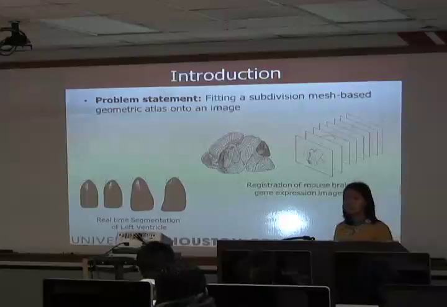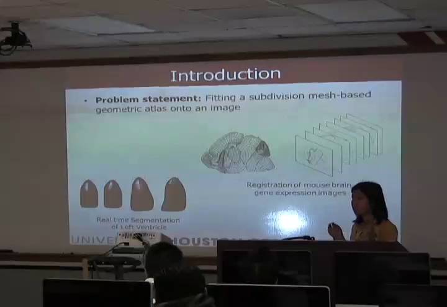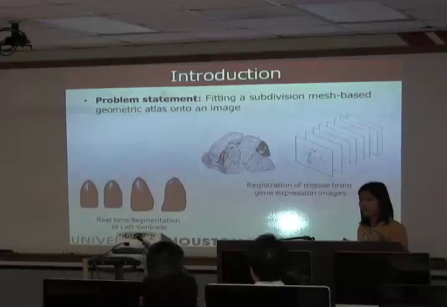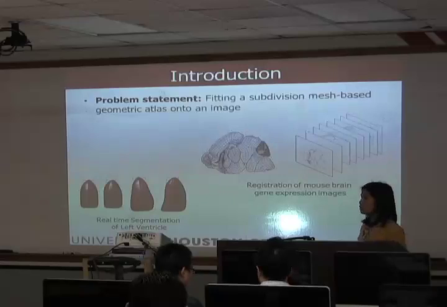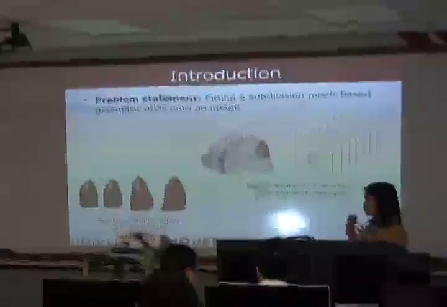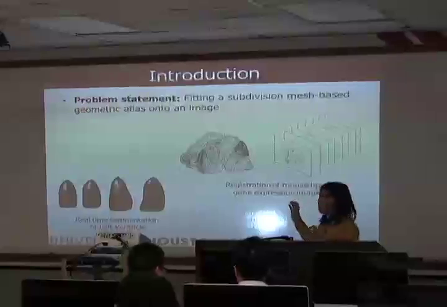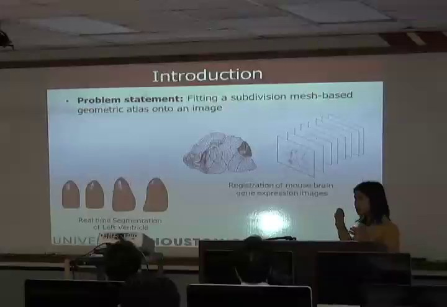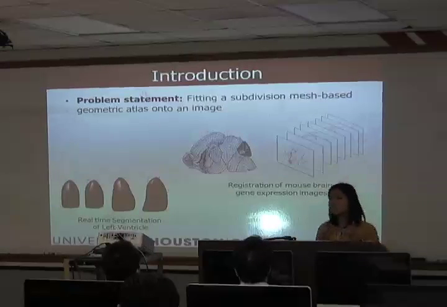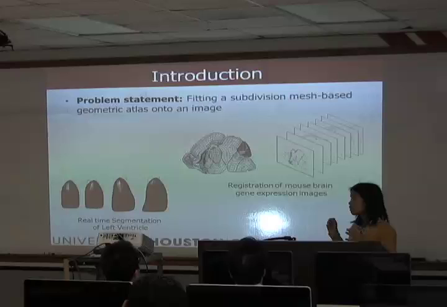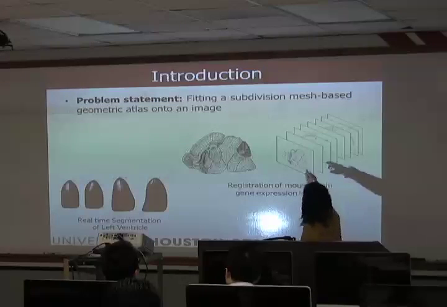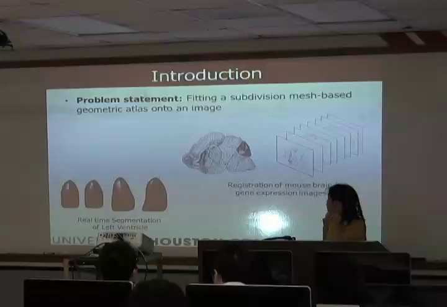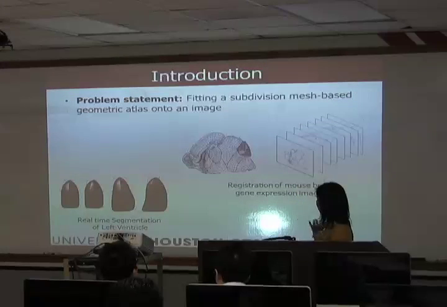A standard approach to compare different images which are composed of different subjects is to bring them to a common space or coordinate space, which is known as the atlas. The atlas is built, for example, for the brain. When we fit it on different images, this means we locate the mesh vertices so that it can model the boundaries, for example, of the geometric structure of the object of interest.